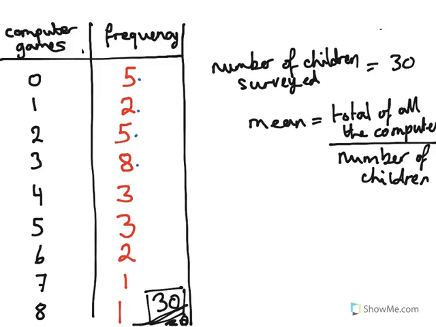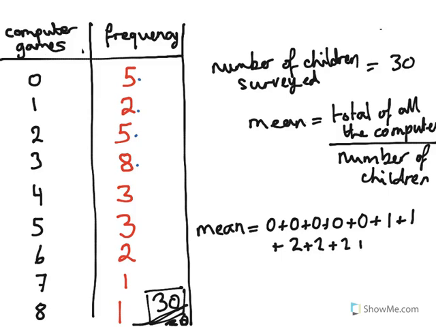So we could find out the mean in a very long-winded way by adding 0 plus 0 plus 0 plus 0 plus 0. So we've got the 5 zeros, and then we've got 2 lots of 1, and then we've got 5 lots of 2. But that takes a very long time. And we could carry on doing that until we got down to 1 lot of 8 at the end. And then we'd divide all of these numbers that we added up by our number of children, 30.